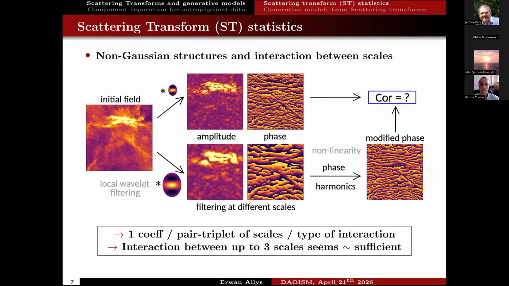And you can do the same also, for instance, with the modulus. You remove the phase, you compute the covariance, and you have information about the correlation between the local amplitudes of oscillation at different scales.